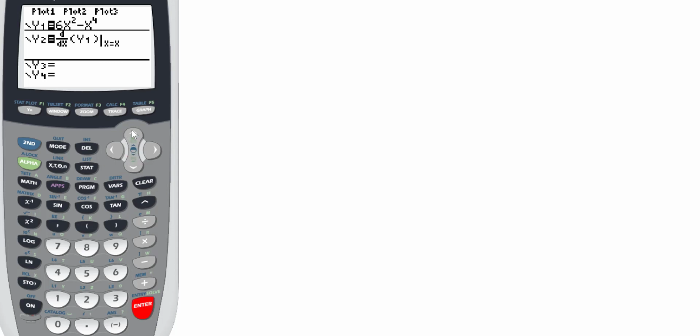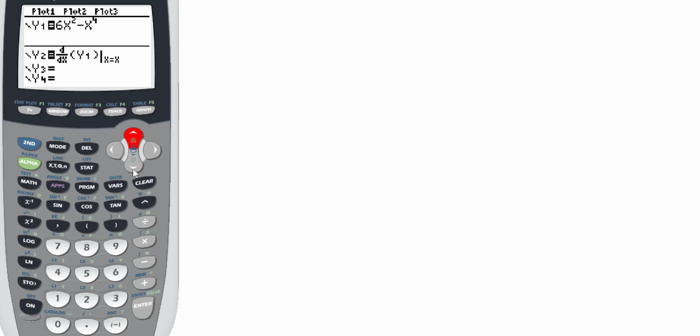Oh, sorry, I guess I didn't turn it off. Hit enter. Okay, so now it's just going to graph the derivative. It might take a little bit longer because it first has to graph the first function, and then it does the derivative after that. So this is what the derivative looks like. Okay, that's kind of cool.